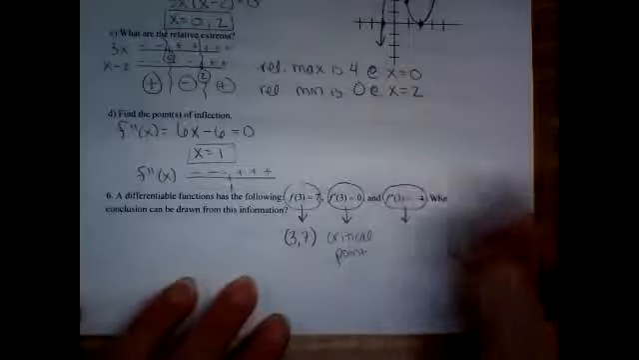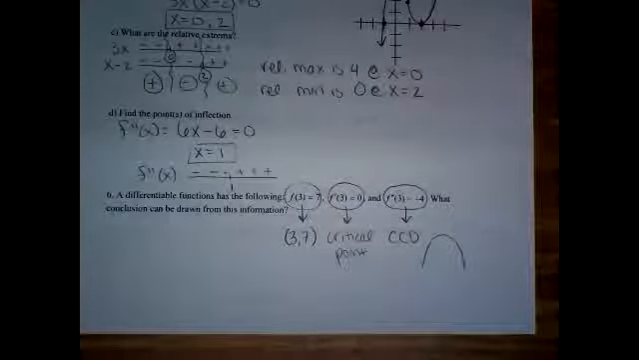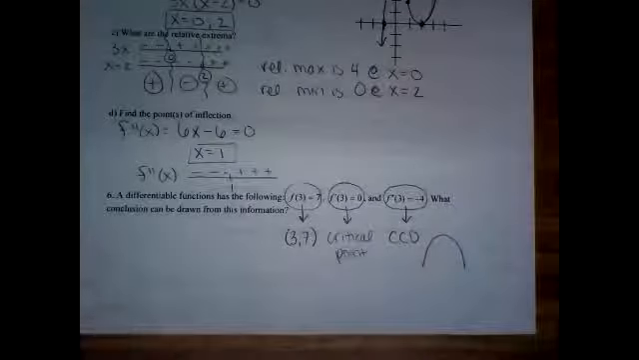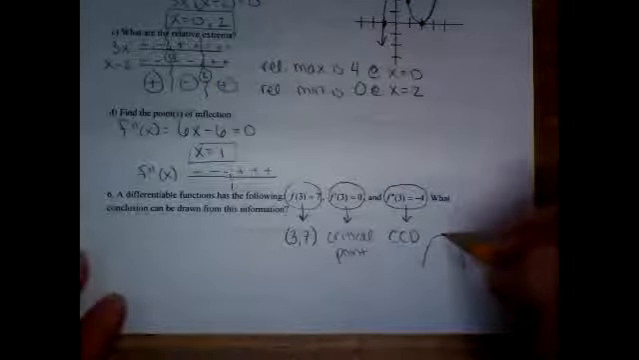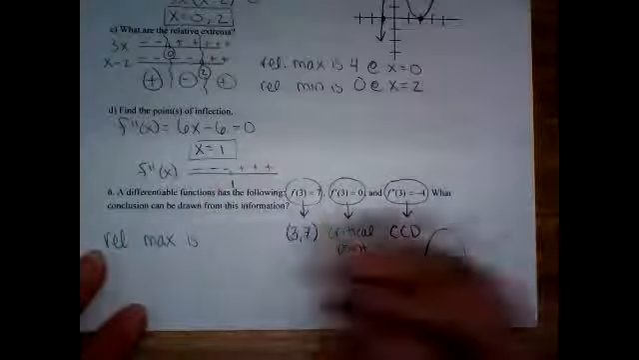If your second derivative is negative, what does that mean? Concave down. And I usually just draw a picture of it. I'm a visual person. I need the picture. Concave down would look like that. So what conclusion can you draw about that point? It is a what kind of maximum? Relative maximum. All right, so your relative maximum is 7 at x equals 3.